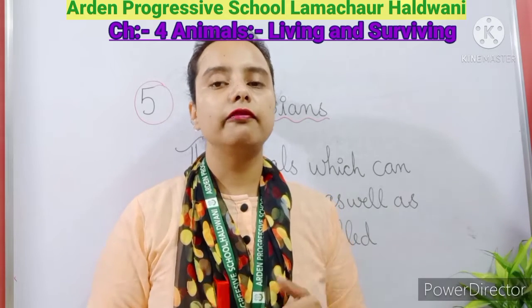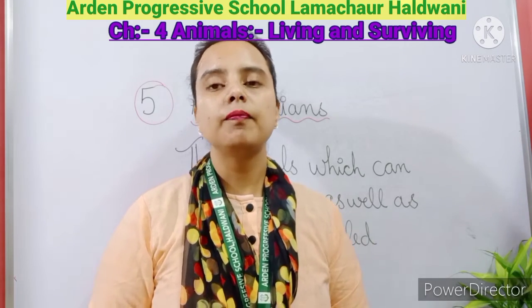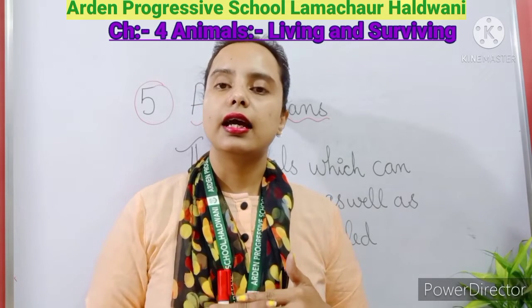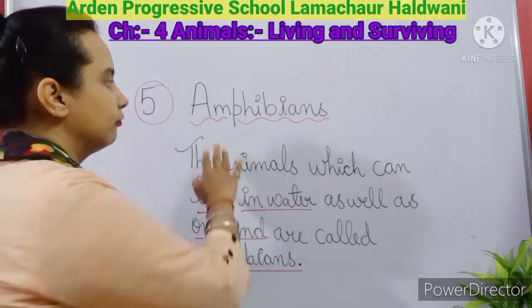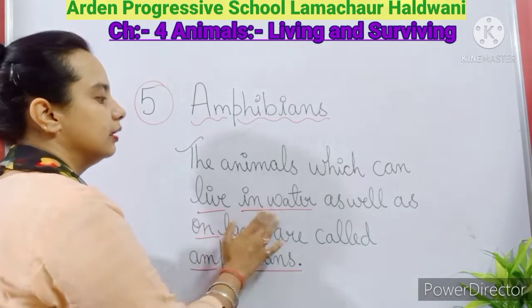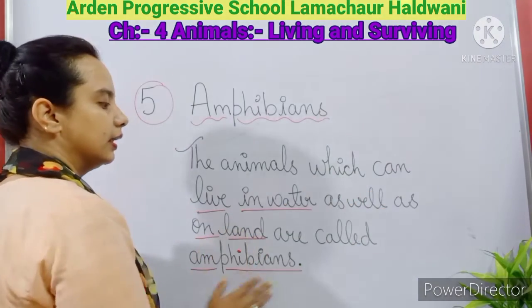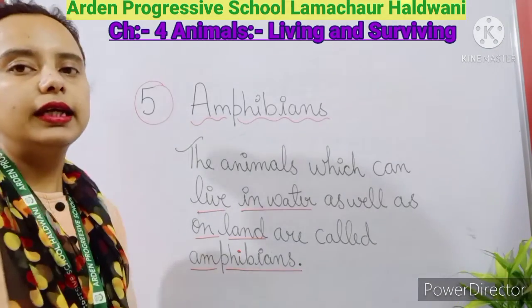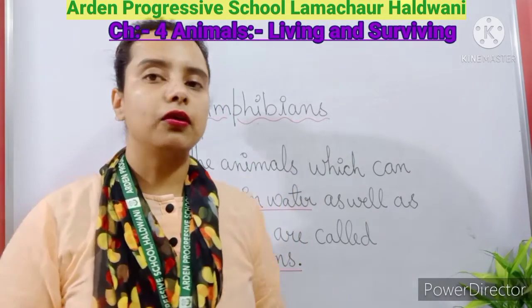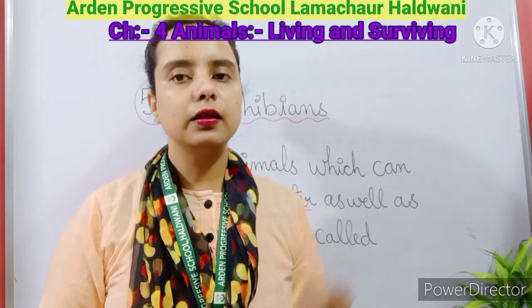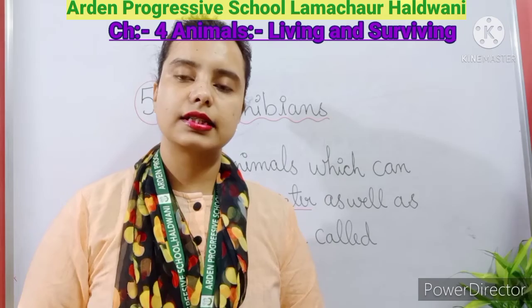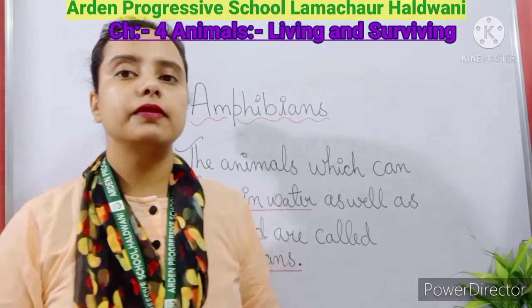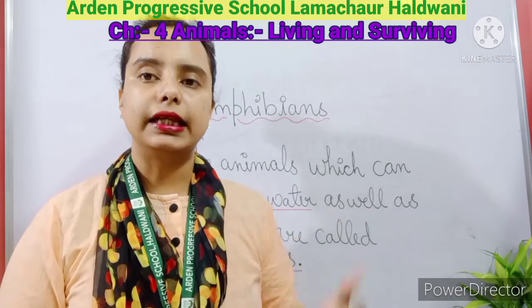They also have web-like feet, as turtles have, and these web-like feet help the frog to swim inside the water. So what is an amphibian? The animals which can live in the water as well as on land are called amphibians. The example I have told you is the frog. The frog has moist skin which helps it to breathe inside the water, and when it comes out on the land, it breathes from the lungs. It has web-like feet which help it to swim inside the water.